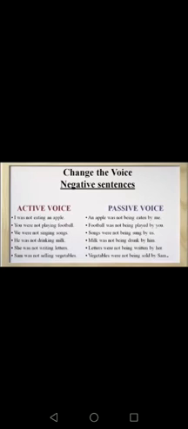He was not drinking milk. Milk was not being drunk by him. She was not writing letters. Letters were not being written by her. Sam was not selling vegetables. Vegetables were not being sold by Sam.